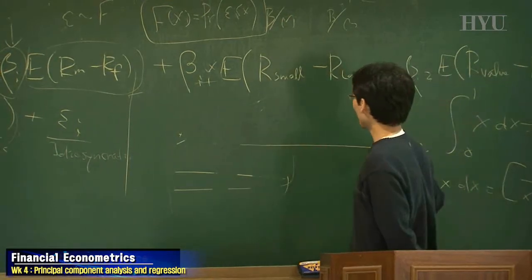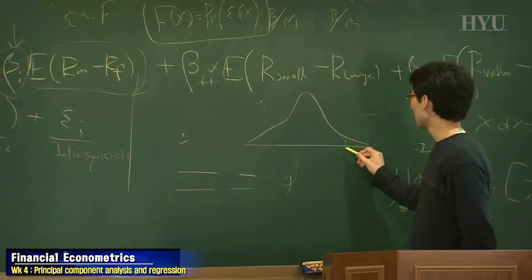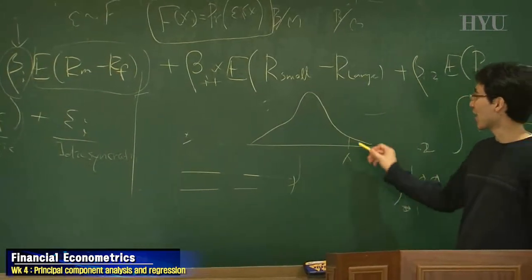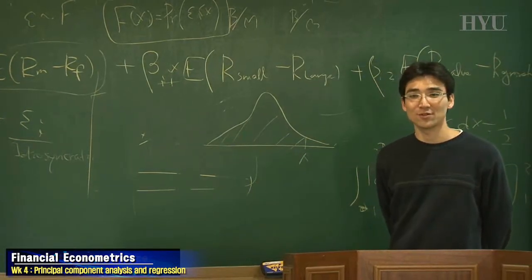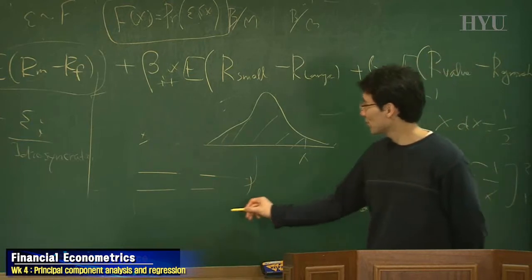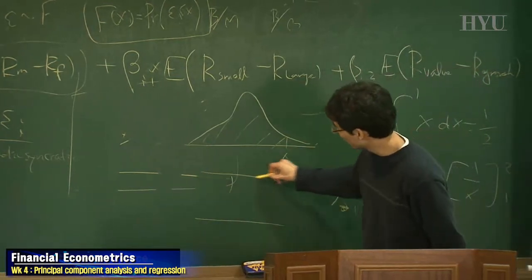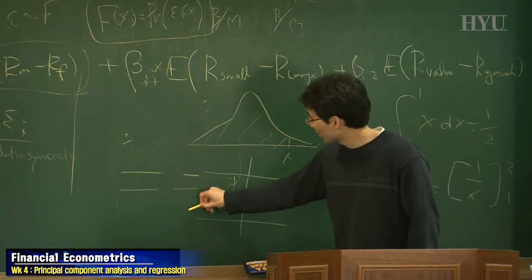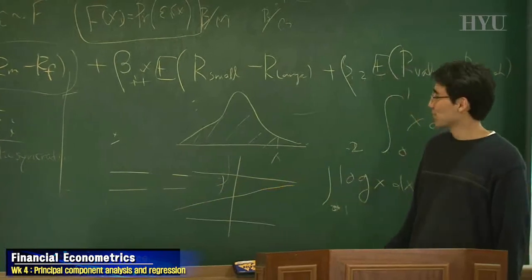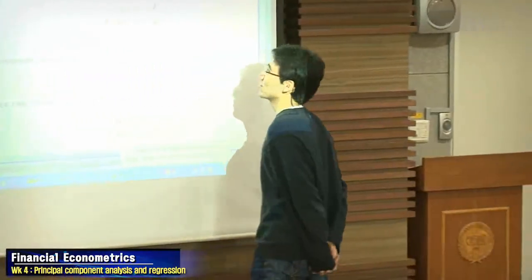So suppose we have a normal distribution, and suppose this is x, and F(x) is basically the size of this area. So given the probability density function, the cumulative distribution function, the CDF, would look like this. Anyway, F is the CDF.